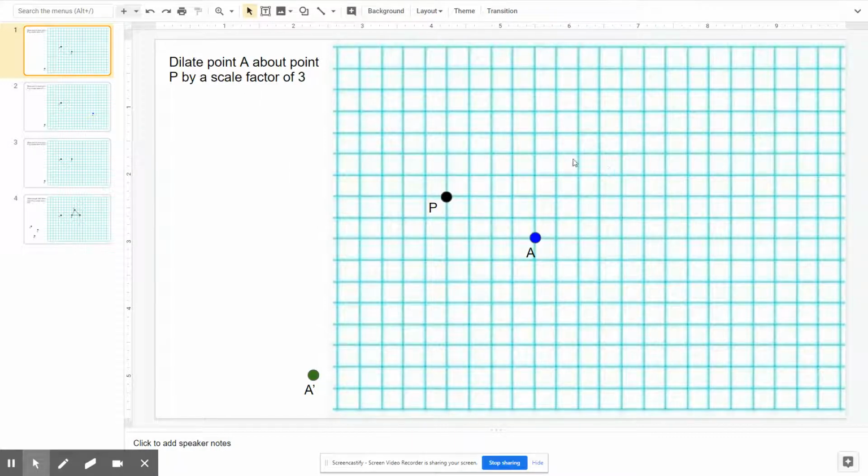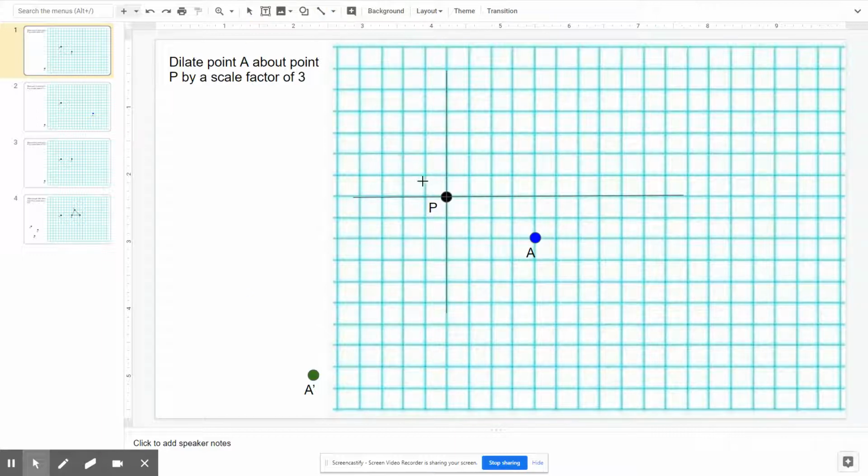You can consider point P the origin, if it makes it easier. If you wanted to do that, you could just make an XY axis, and now point P is the origin. It doesn't really change whether it's the origin or just a point out in the middle of nowhere. What's really going to matter, remember what I told you before, is that all the points will always lie on a straight line between the original point and the origin, but now we just have a point out in nowhere.